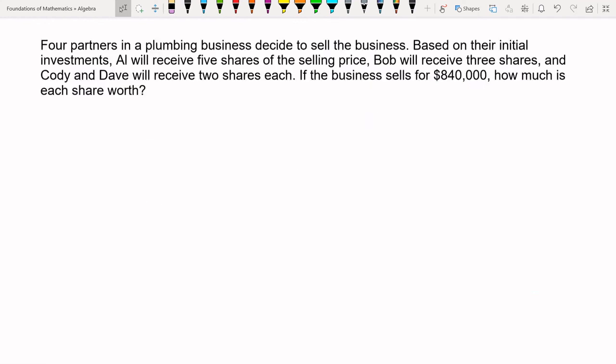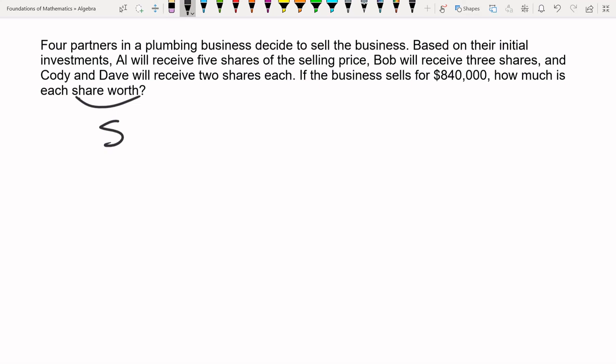We have 4 partners in a plumbing business that decided to sell it. Based on their initial investments, we have 4 people receiving different amounts of shares of the final sell price. So really what we're looking for here is how much is each share worth. Each share is worth S dollars. That's what my variable is going to be. S is the number of dollars the share is worth.